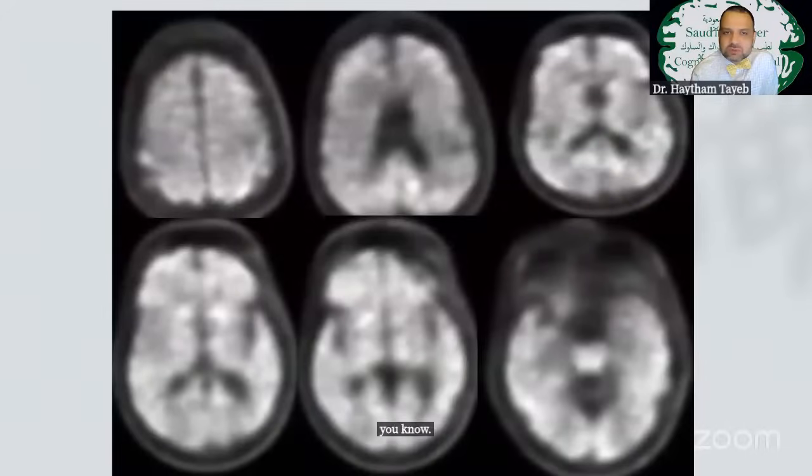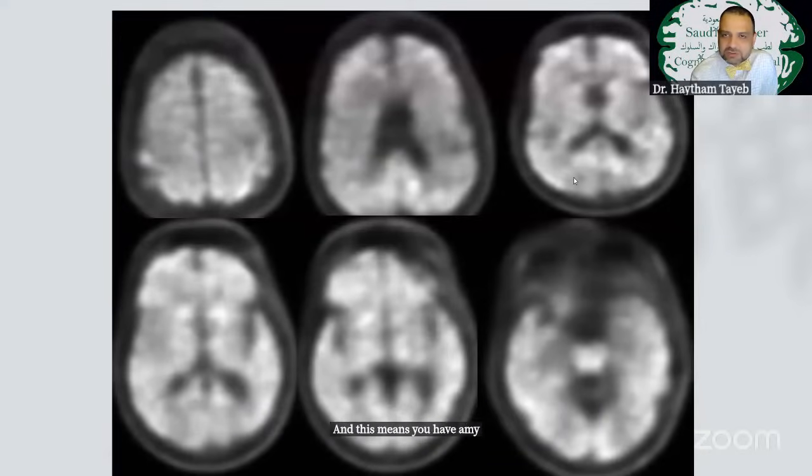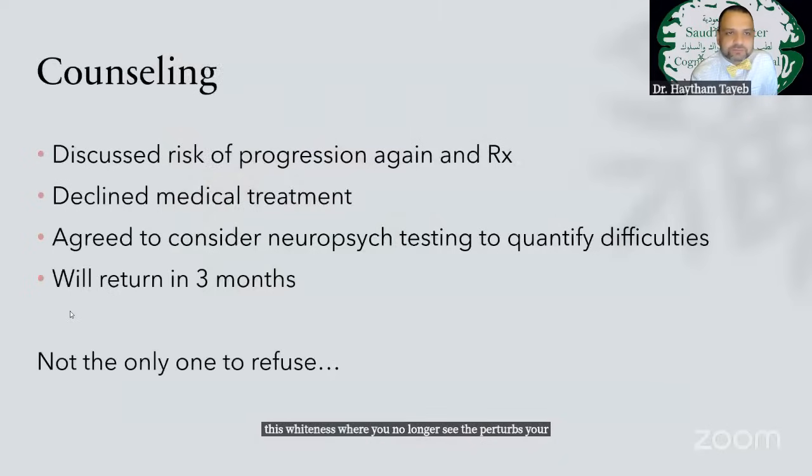I sent them to the amyloid PET, and this is the amyloid PET showing lack of gray-white differentiation. They all look the same. You don't see gray-white differentiation, and this means you have amyloid, and our nuclear medicine folks use a grading system. So they call this a beta amyloid plaque level 3, denoting a high load of beta amyloid, and you see it in the lower cuts and the higher cuts as well. This whiteness is where you no longer see the gray-white differentiation.